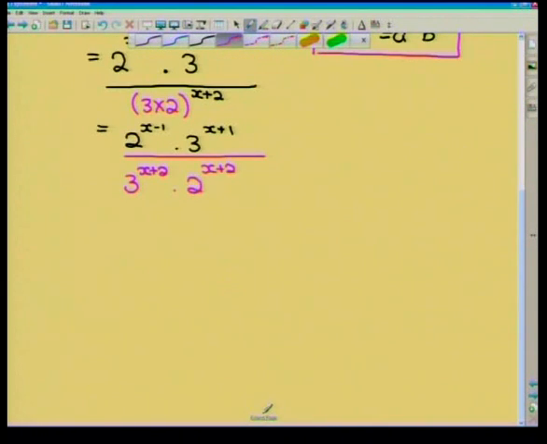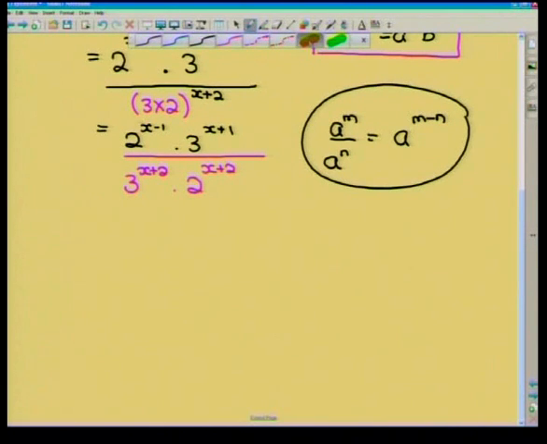Okay, now we look at it. And the good news is we again have a rule that's coming in here. We know that if we have a to the m over a to the n, it's equal to a to the m minus n. And if we look over here, we've got a 2 to a power and a 2 to a power. Notice we must have the same base, otherwise we're in trouble. So we can write down the 2. And the rule says we can subtract the exponents. So we are going to go x minus 1 subtract x plus 2.